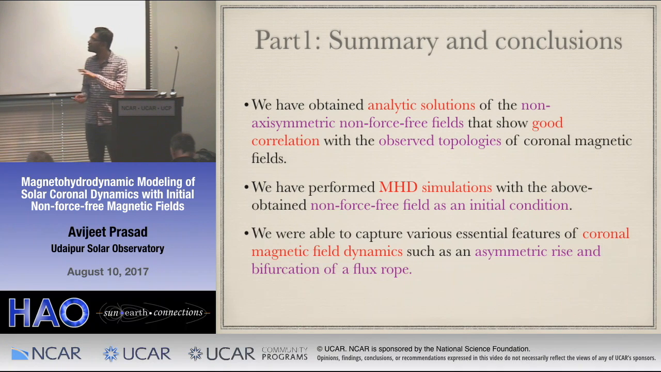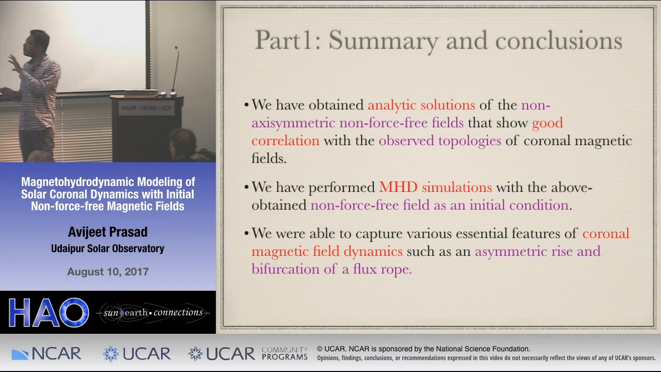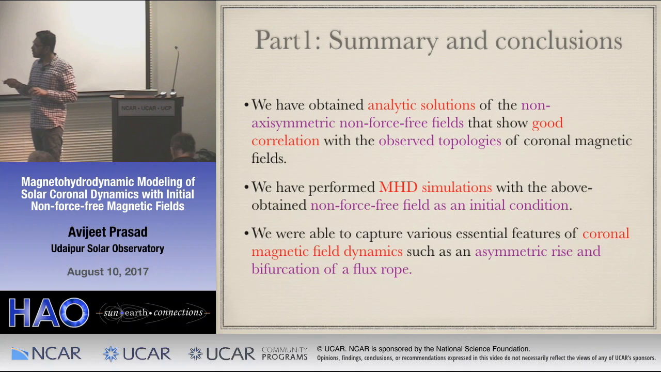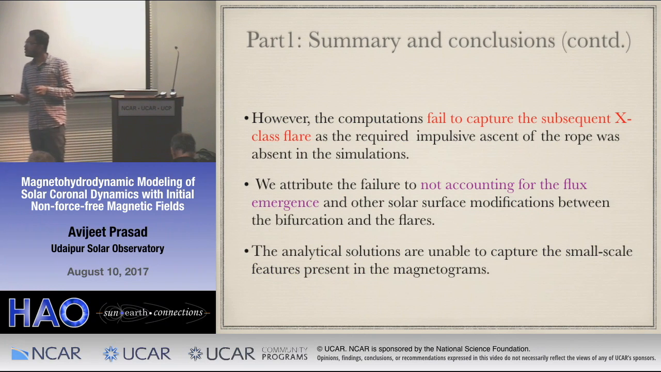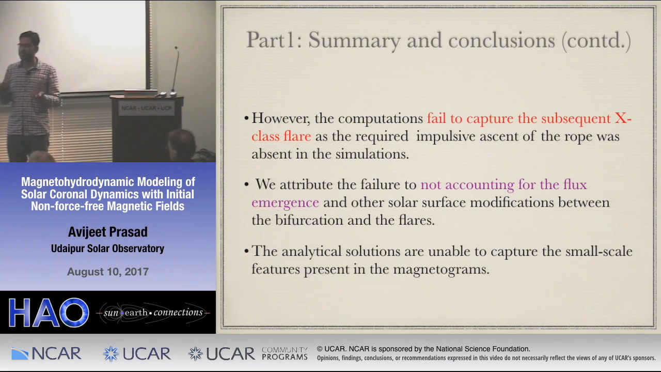So I'll summarize this first part. We were able to obtain analytical solutions of non-force free magnetic field, which shows good correlation with observed topologies of the coronal magnetic field, which were used as the initial field for the MHD simulation. In our simulations, we are able to capture the asymmetric rise and a bifurcation of a flux rope. However, we failed to capture the subsequent X-class flare, which would show up as an impulsive ascent of the flux rope, which was not present in the simulations.